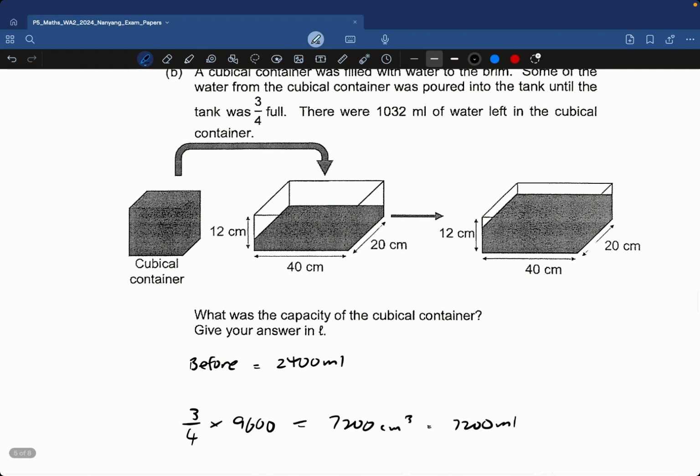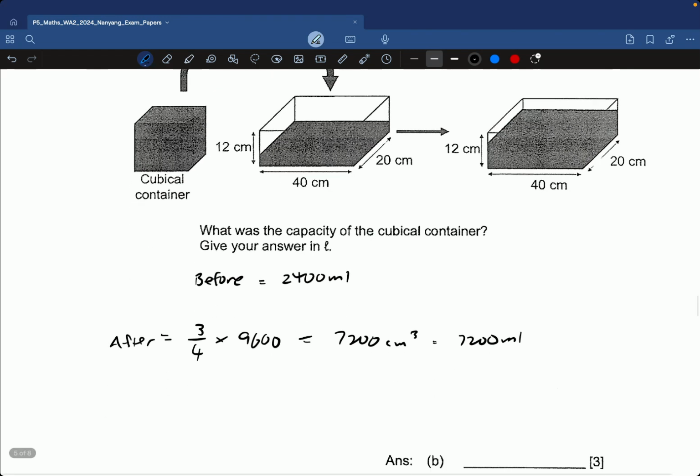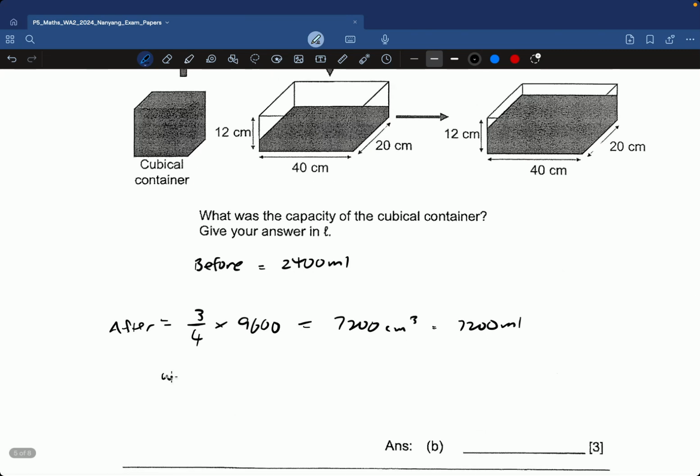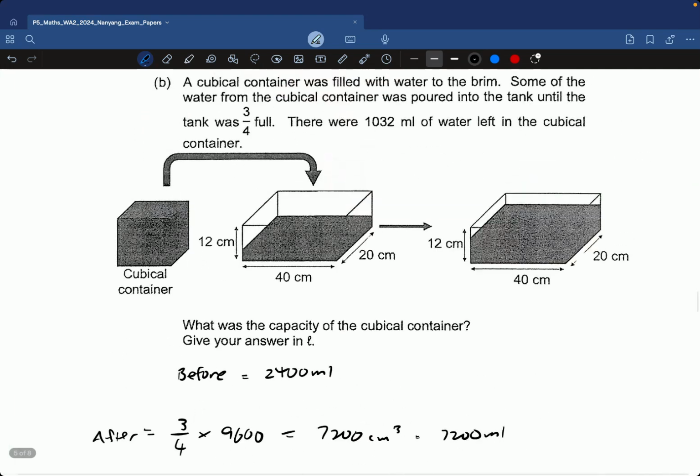The thing is that this is the after, right? So before is 2,400 milliliters, after 7,200. So water added is basically after minus before, right? 7,200 minus 2,400. So 72 minus 24 will be 48, 4,800 milliliters, right? So now we know what's the water added.